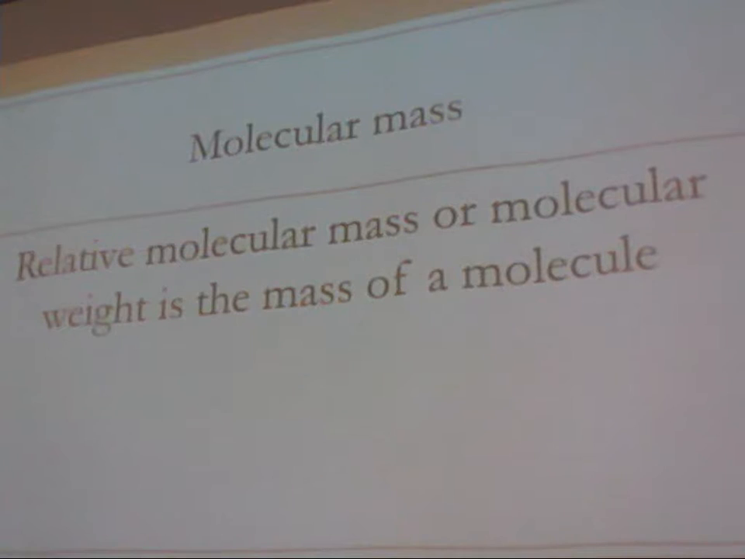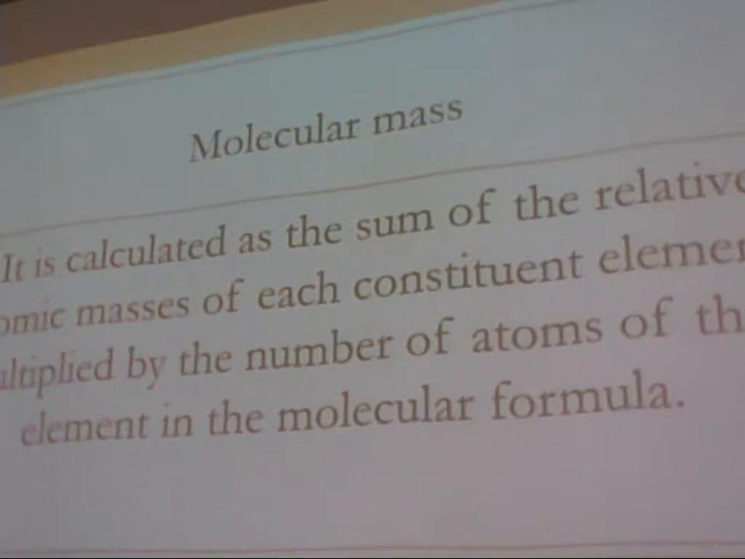Molecular mass is the mass of the molecule. Okay? Again, you need the periodic table. I'm gonna give you one. Please take it with you. Anywhere. Everywhere. Can I go on? I'm going to go on. Yeah.